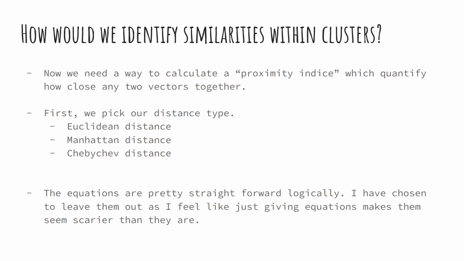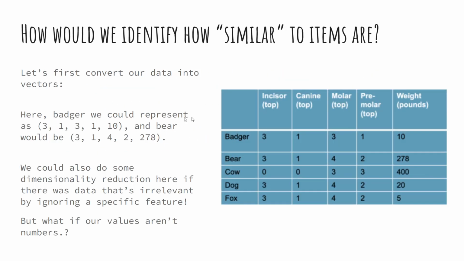Okay. Next, we need a way to calculate what's called a proximity index, which quantifies how close two vectors are together. So right now we've got these vectors, badger and bear, and we want to be able to say how close are these, how similar are they.